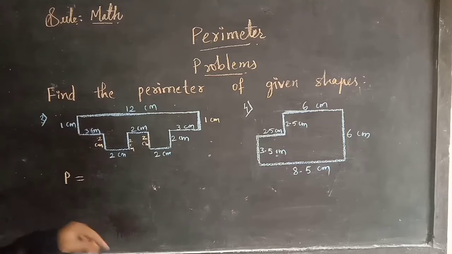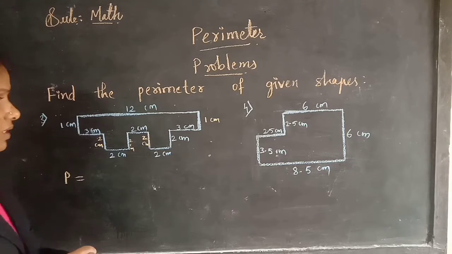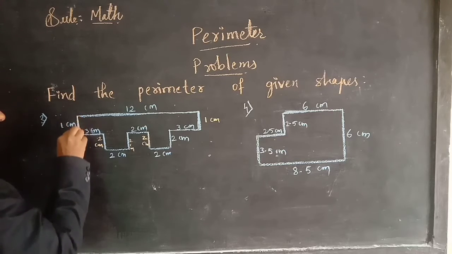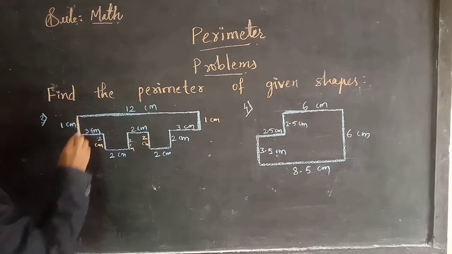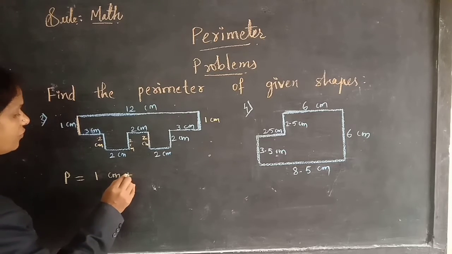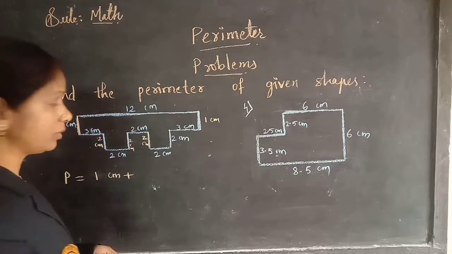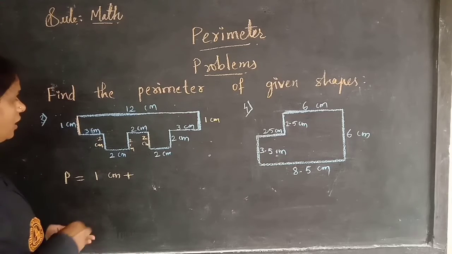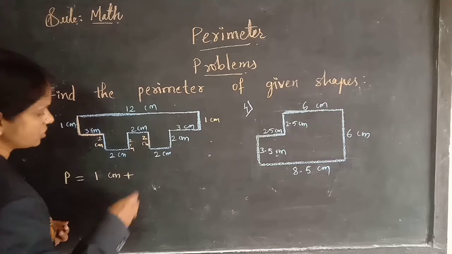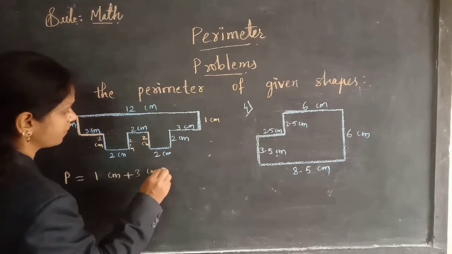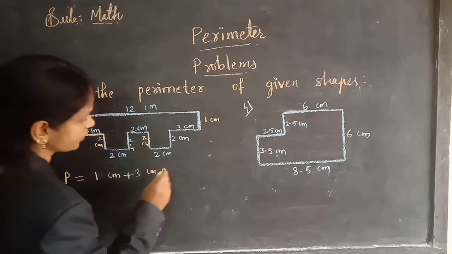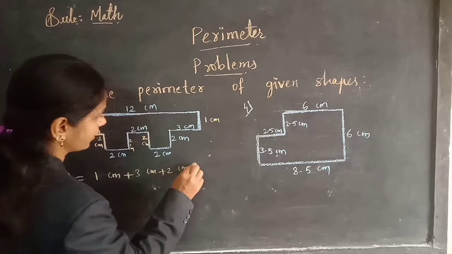Now we have all the sides' lengths. Now we can find its perimeter, children. Perimeter is equal to, first let's start with this line segment. I am starting with this line segment, so 1 centimeter. I'm using different colors, children, to identify while I'm counting. See here, the next side is this. This is 3 centimeters, so I am taking 3 centimeters plus. And next to this side I'm taking, this is 2 centimeters, so 2 centimeters plus.